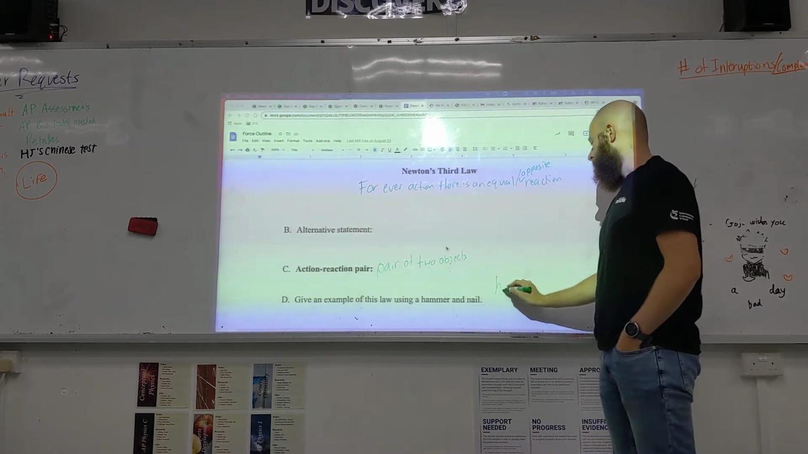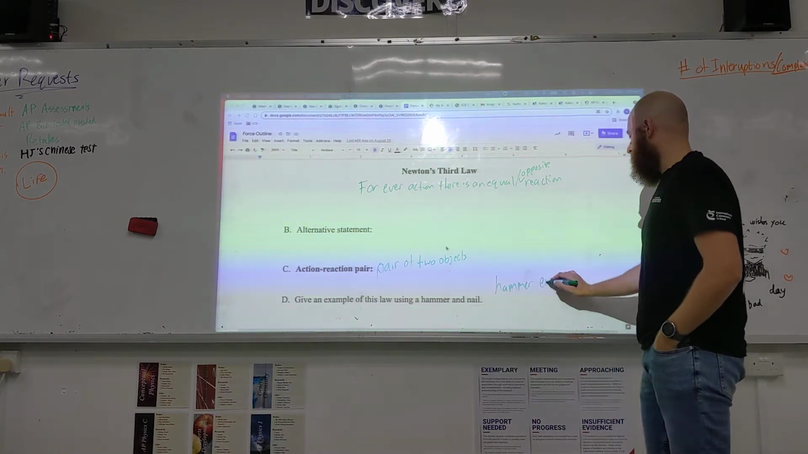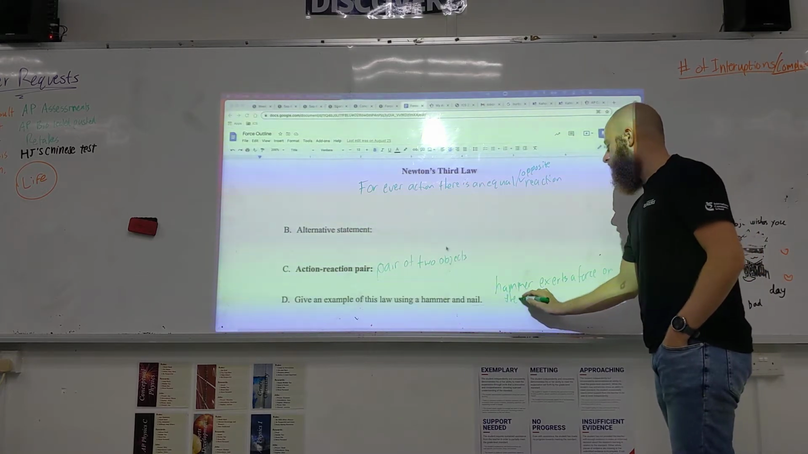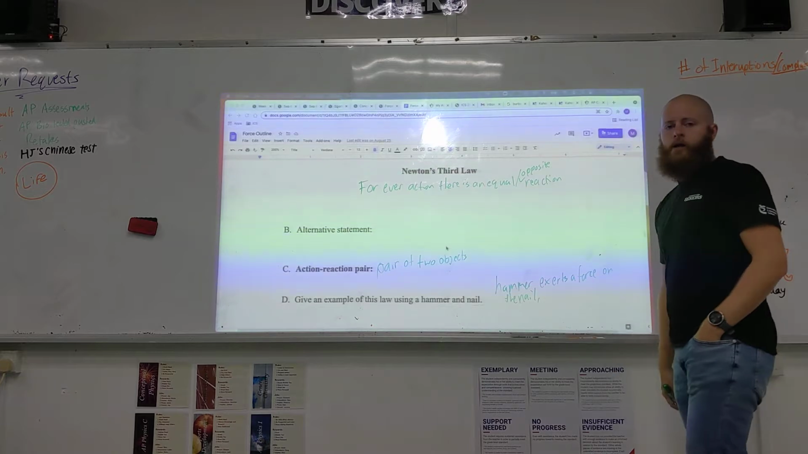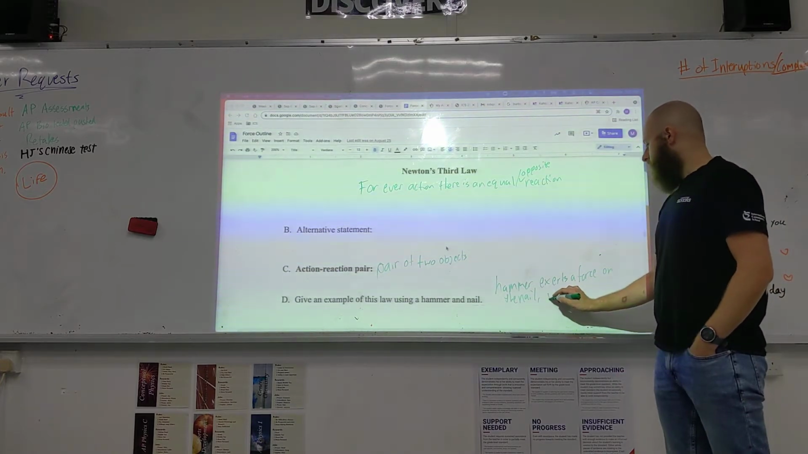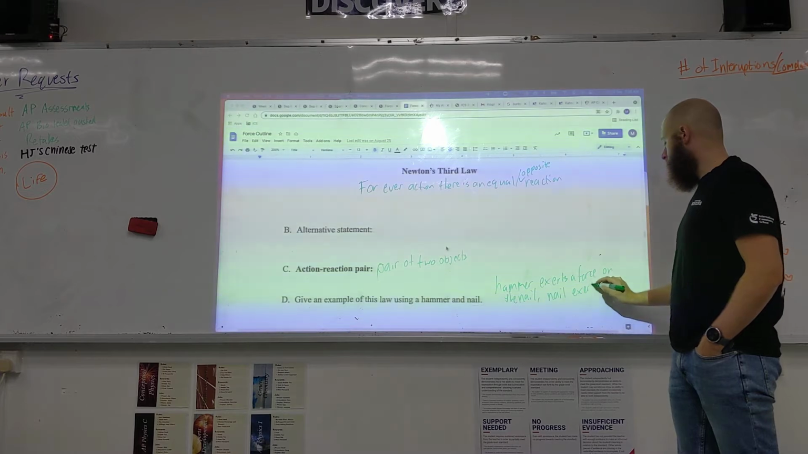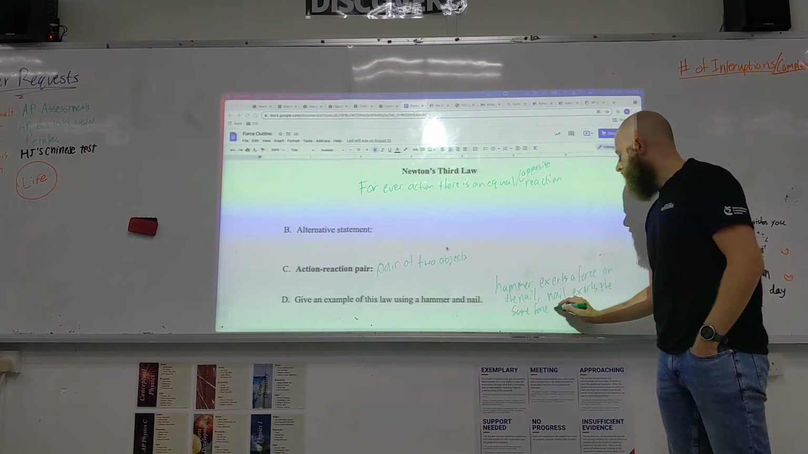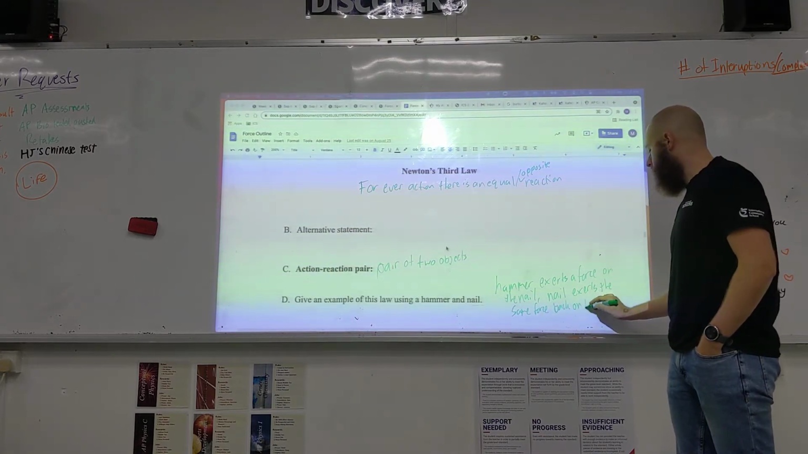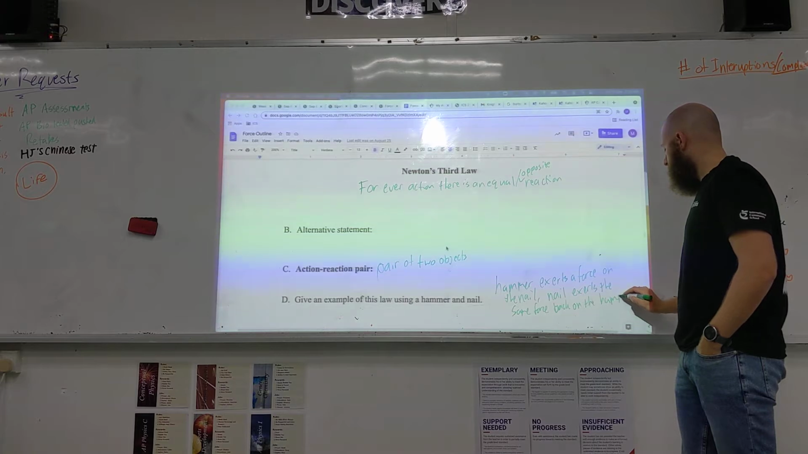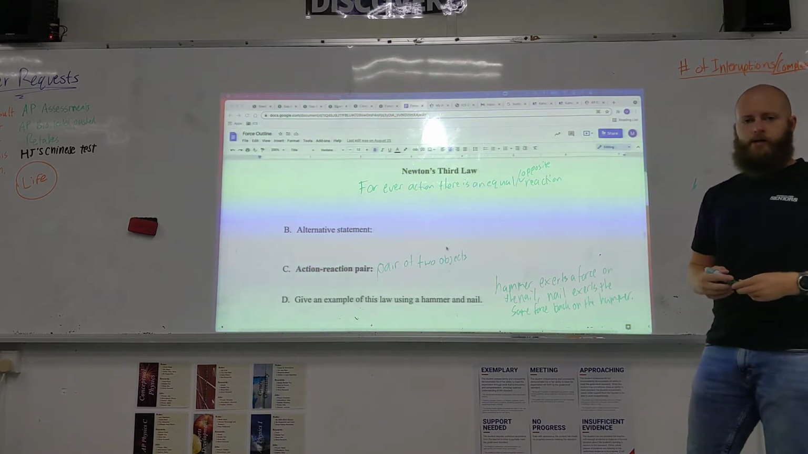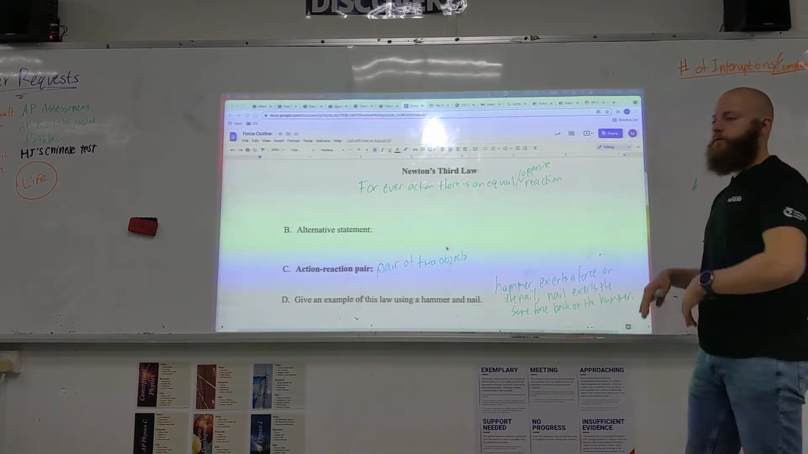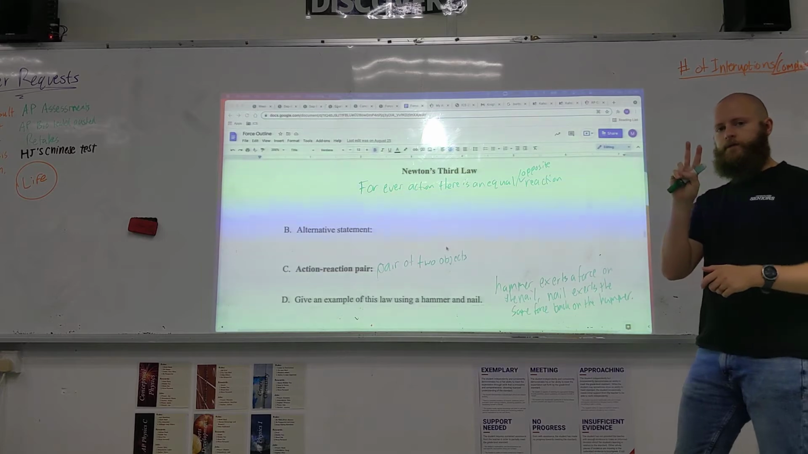Okay? So let's give an example of this law using a hammer and nail. The hammer exerts a force on the nail. And then that means that the nail exerts the same force back on the hammer. Okay? So when we're talking about these action-reaction pairs, it's one object exerting a force on the other object, and then the other object exerting a force on the first object. So we always have two objects involved.